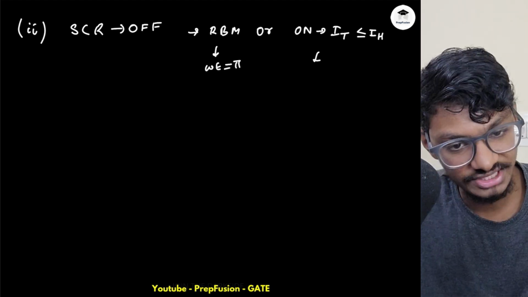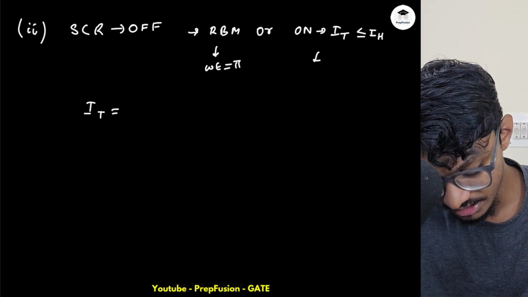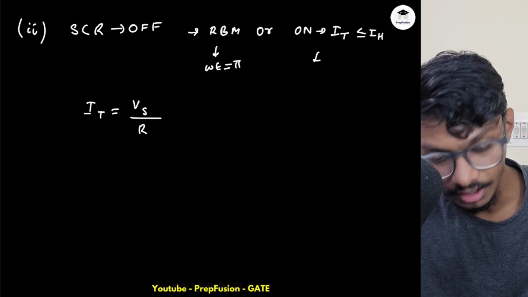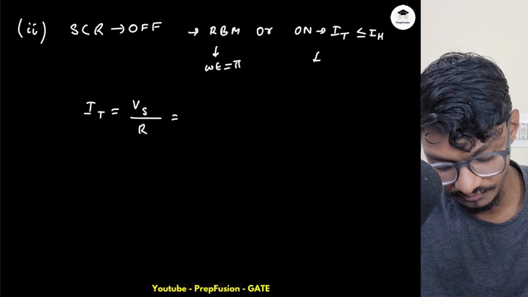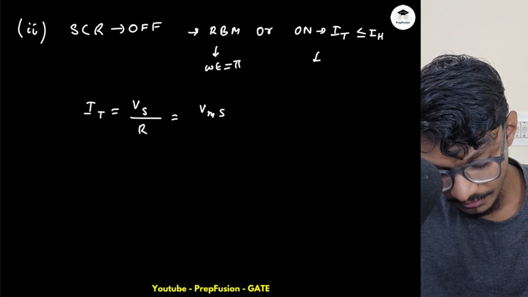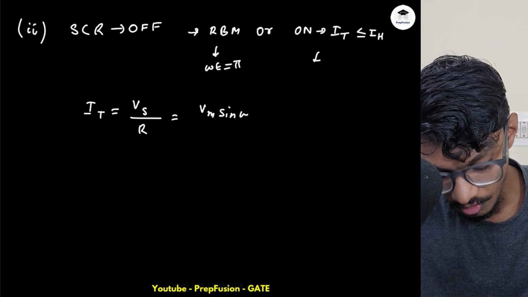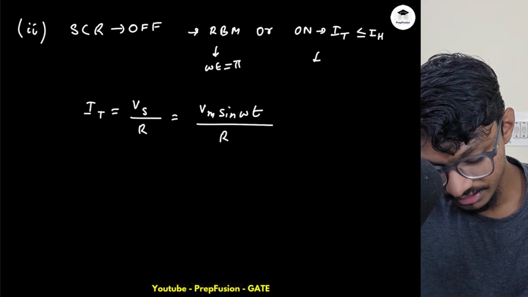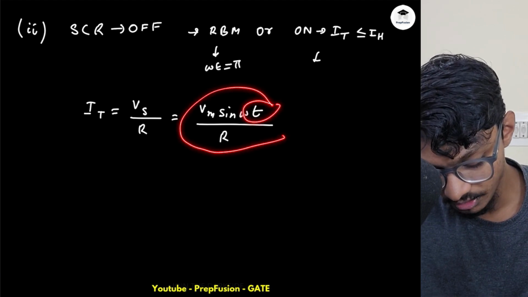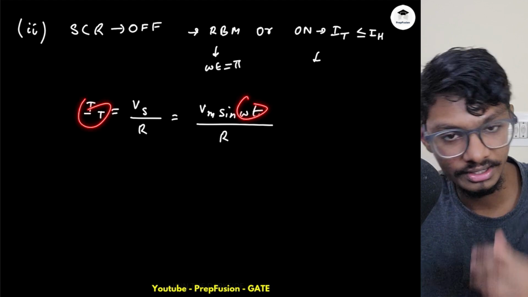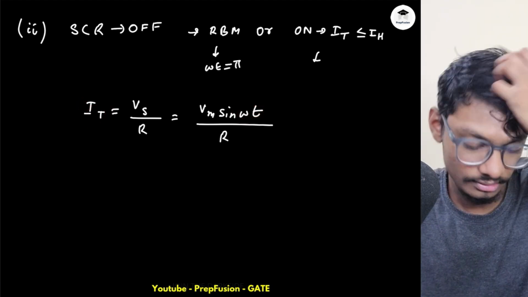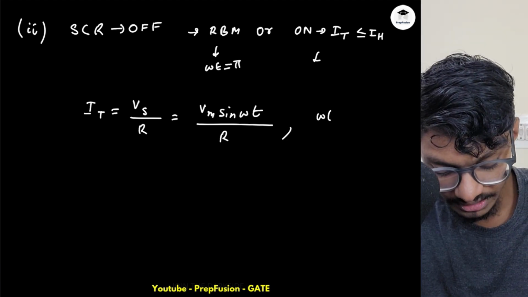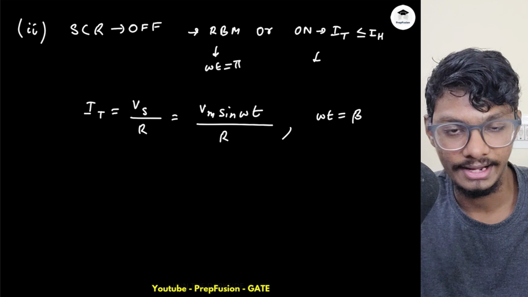So what is the expression for current IT? IT is simply Vs by R, because when the SCR is on, this is the expression of current. So this equals Vm sine omega t divided by R. R we have already computed. So at some particular omega t, when this becomes equal to the holding current, then the SCR can turn off. Let me just equate this. There is one term known as beta, the extension angle, the angle at which the device turns off.